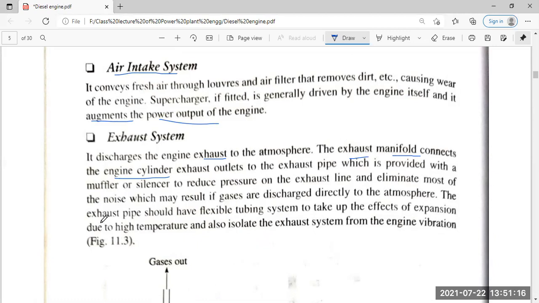The exhaust pipe should have a flexible tubing system to take up the effects of expansion due to high temperature and also isolate the exhaust system of the engine. So there are 3 points.